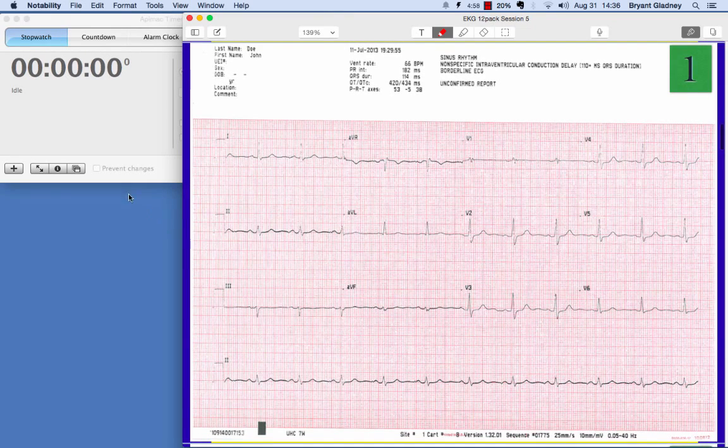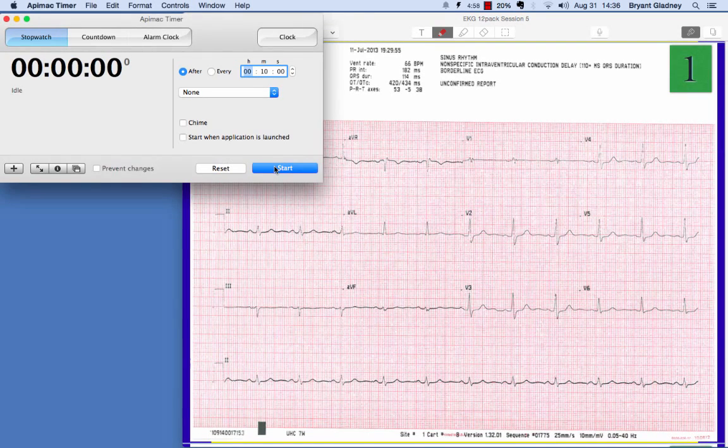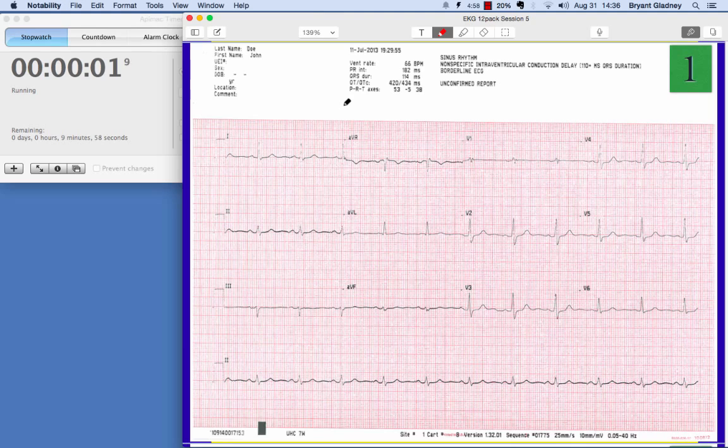Here's our first EKG. I want to flip over here and start the stopwatch. And so I'm looking for rate. And the rate right off the bat is 66. Then I'm looking for, is there a P wave for every QRS and a QRS for every P? And we have a nice rhythm strip down here at the bottom that gives you lead 2 all the way across. And I see a P for every QRS and a QRS for every P.